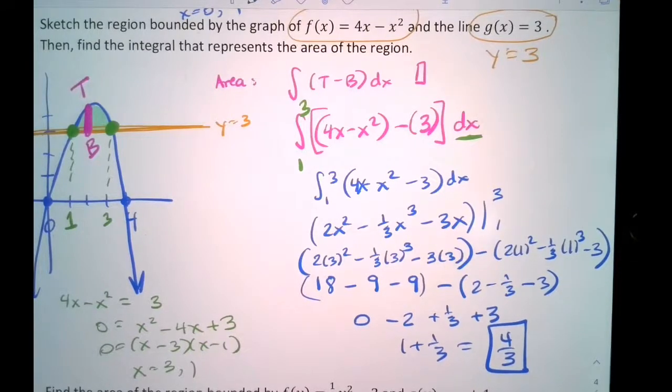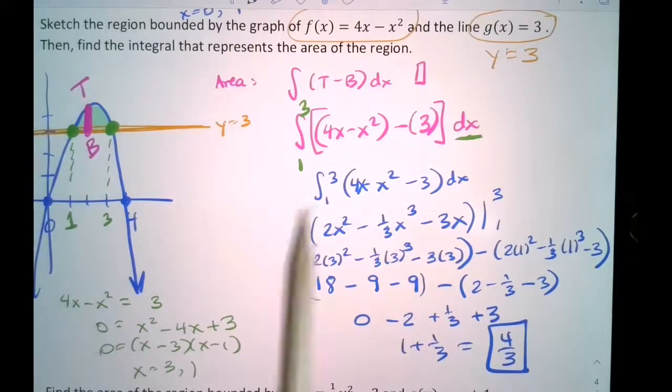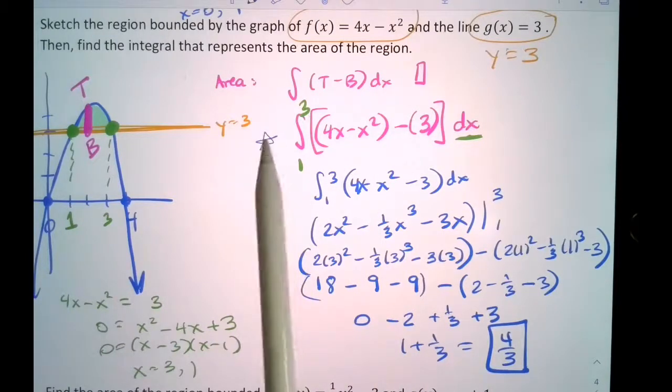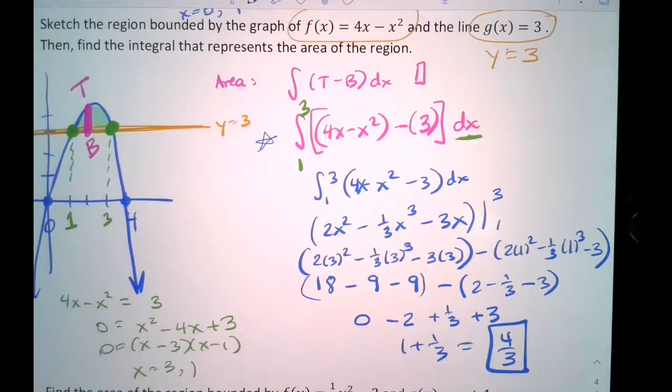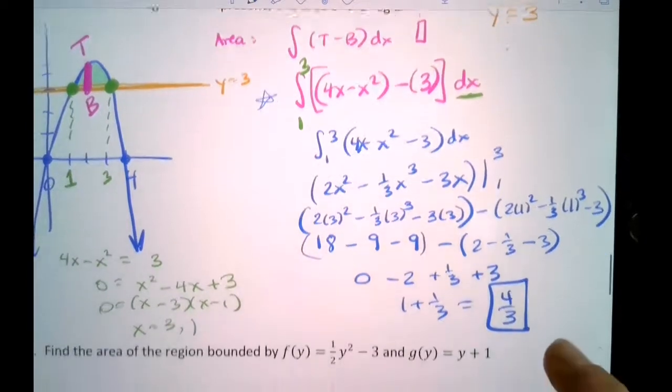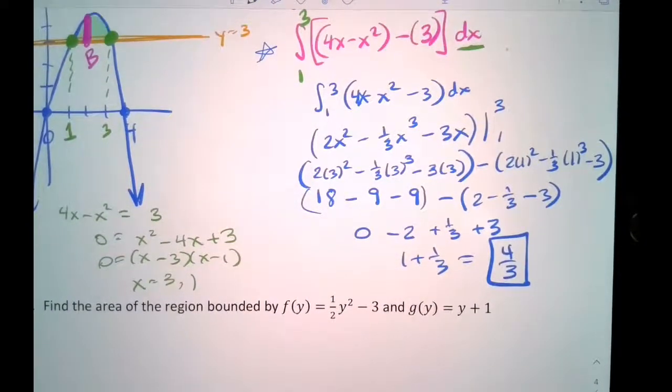Okay. So that's all your mechanics in there, right? As far as an integral that sets up the area, you were done right here. We're crunching the numbers, doing the fundamental theorem. My final answer there is 4/3.